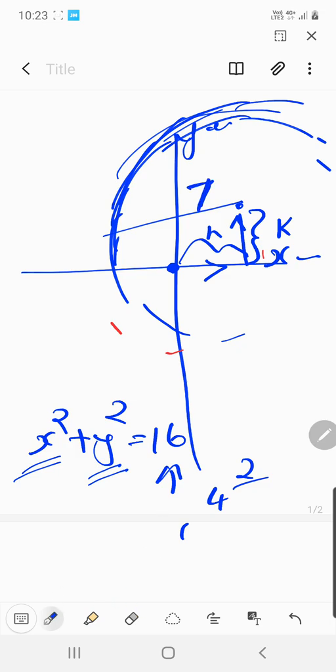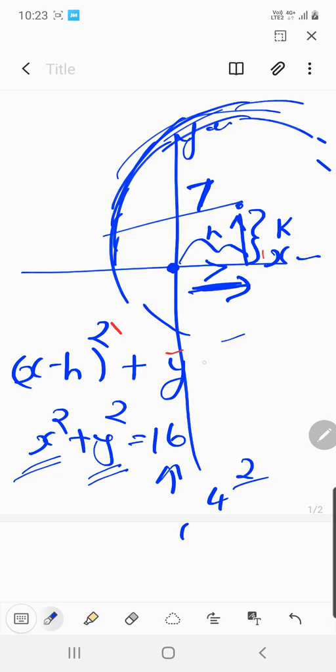Then this equation would be x minus h whole square, because it shifted to the right, plus, has to be actually y plus k. See, y minus k whole square is equal to 49, which is 7 square. Let me just think about this. Now this goes to the right, so it is negative. Goes to the top, it is positive.